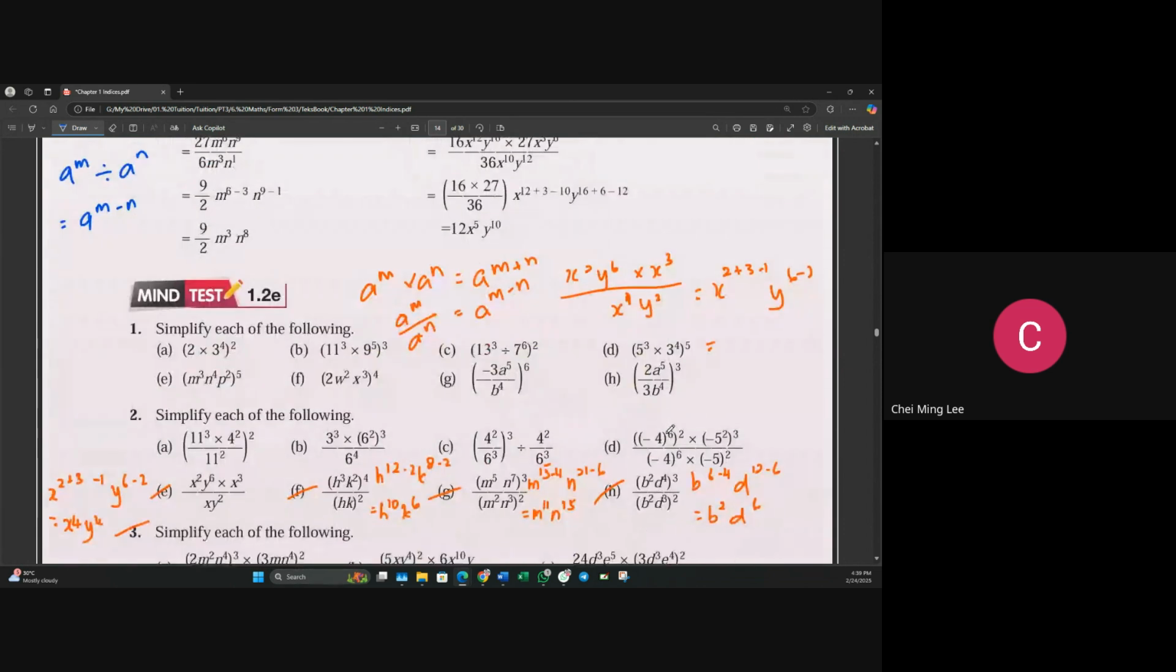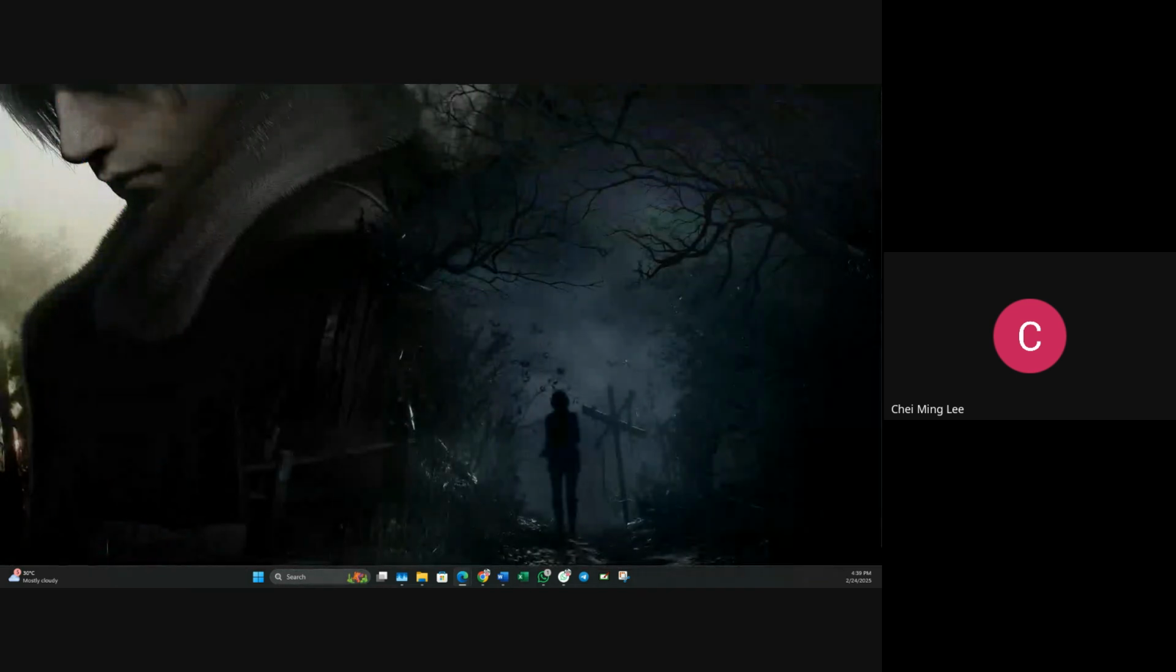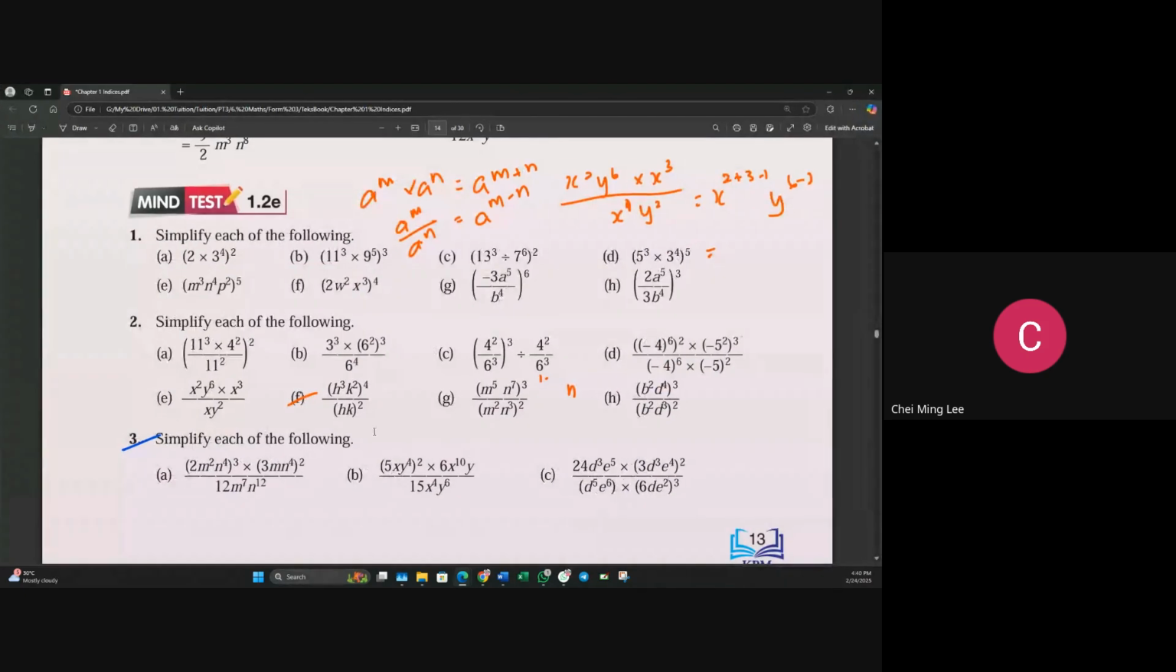Sure? Okay. So if that's the case, try. Okay, try only question 3, because 1 and 2 are the same, 3 is the one which is harder. So let's try 3.